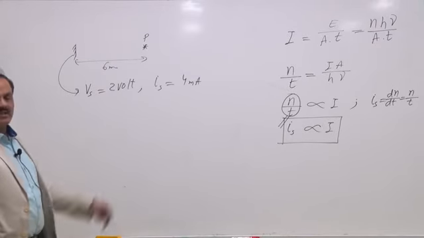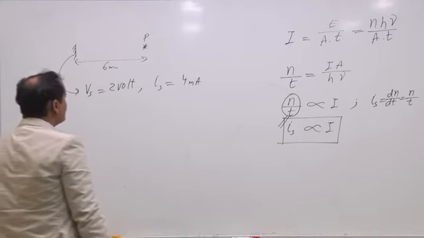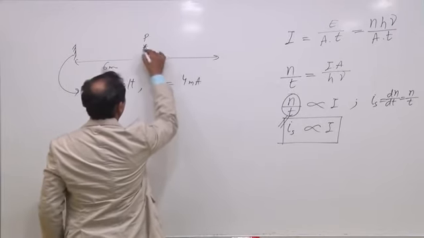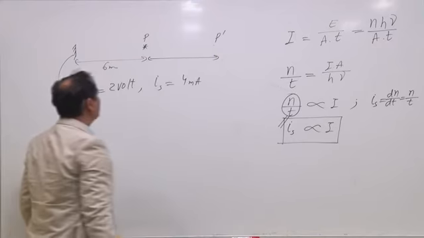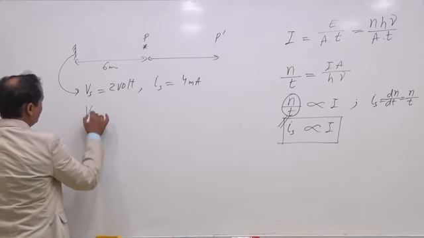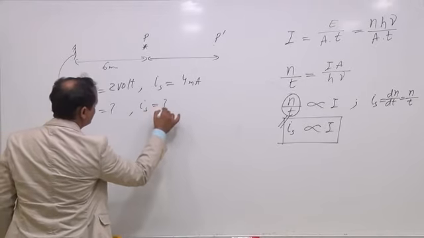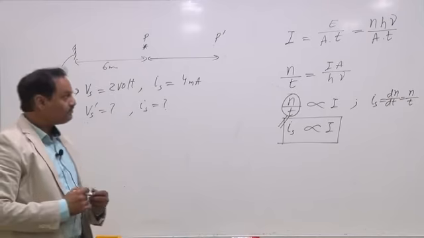So it is the previous situation. If the distance of the source is now doubled, that means if I take the source here at P dash, then what will be the stopping potential and what will be the saturation current? So what is the question?